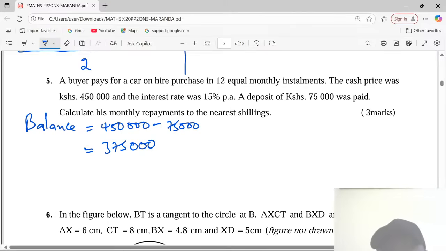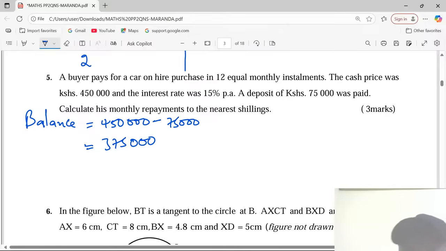But this balance now earned some interest. It is not what the buyer finally paid. Because of acquiring the item on hire purchase, the balance had to earn some interest. At what rate? 15% per annum. But this is going to be paid in 12 equal monthly installments. Therefore, if this is per year, what about per month?